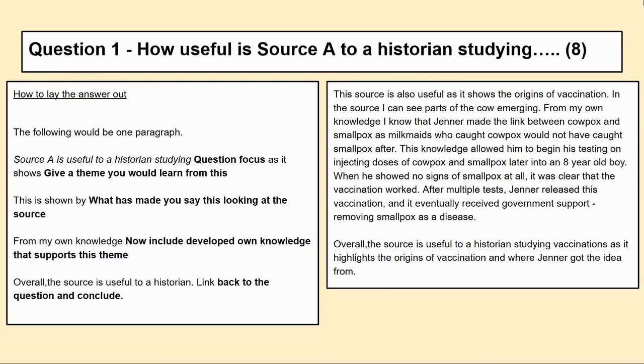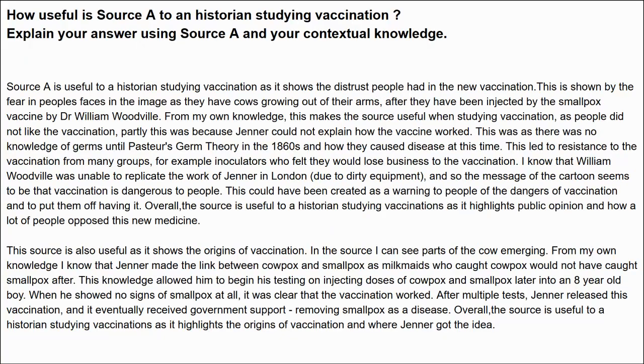And again, I'm linking back. Overall, the source is useful to historians studying vaccinations as it highlights the origins of vaccination and where Jenner got the idea from. So that's what our answer would look like altogether. There are 2 ideas, 2 separate themes, backed up from the source, own knowledge, and linking provenance there somewhere.